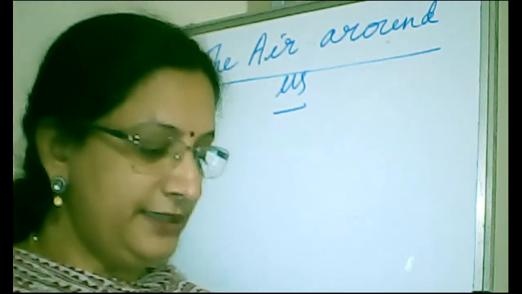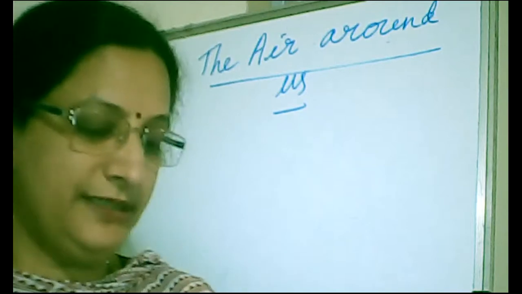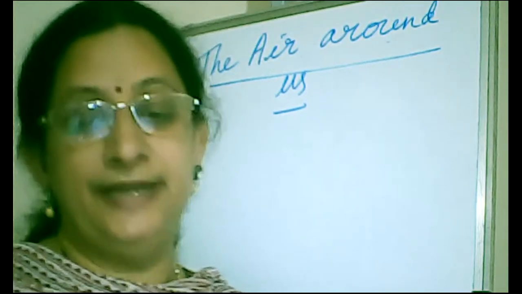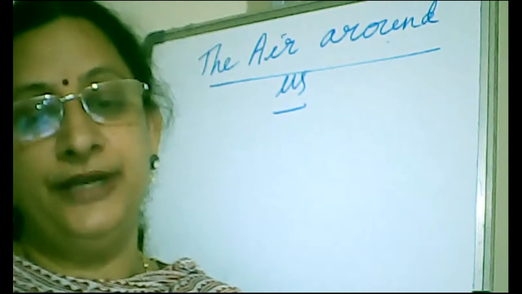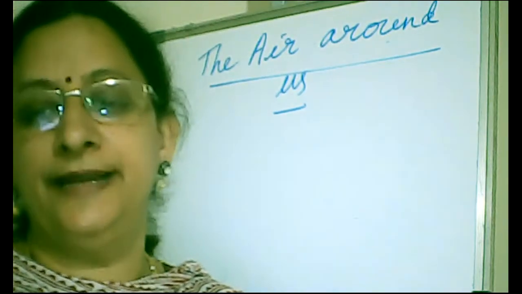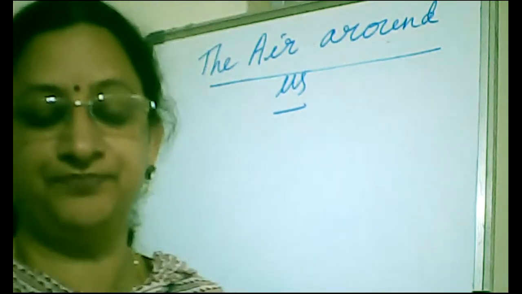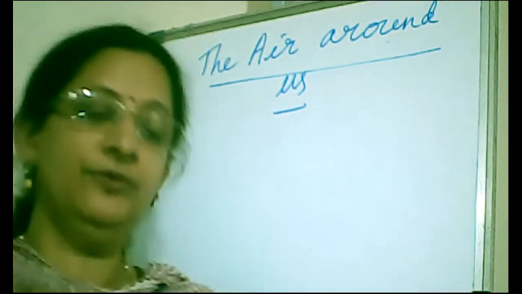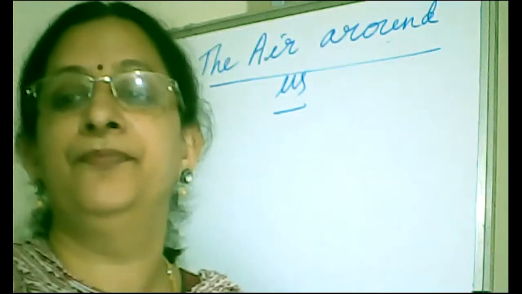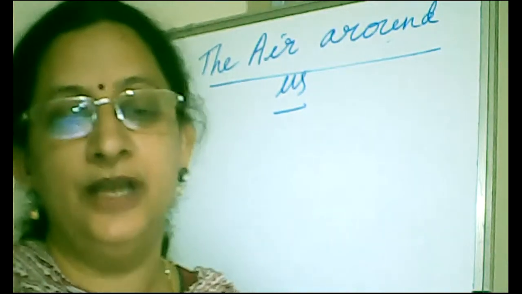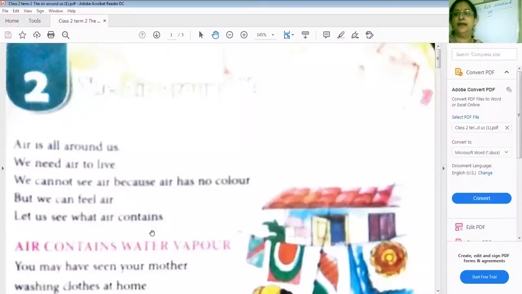So let's read the paragraph once again so that you all can understand it very well. I want to share the screen and make you understand each and every lesson. Air is all around us. You have to repeat after your teacher. Air is all around us. We need air to live. We need air to live.